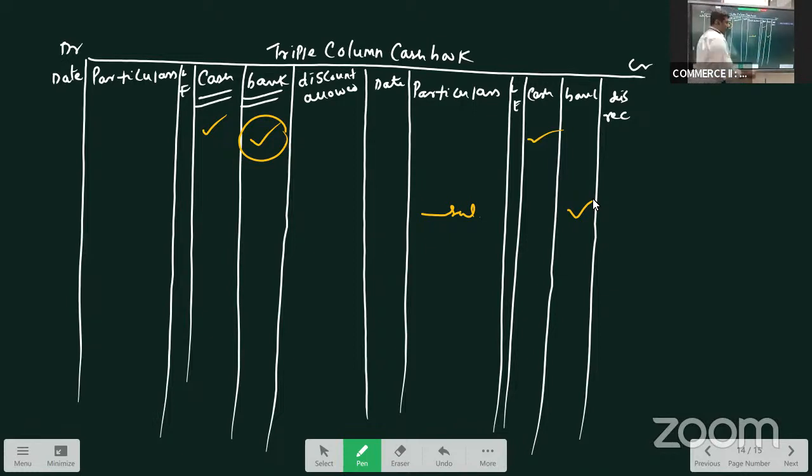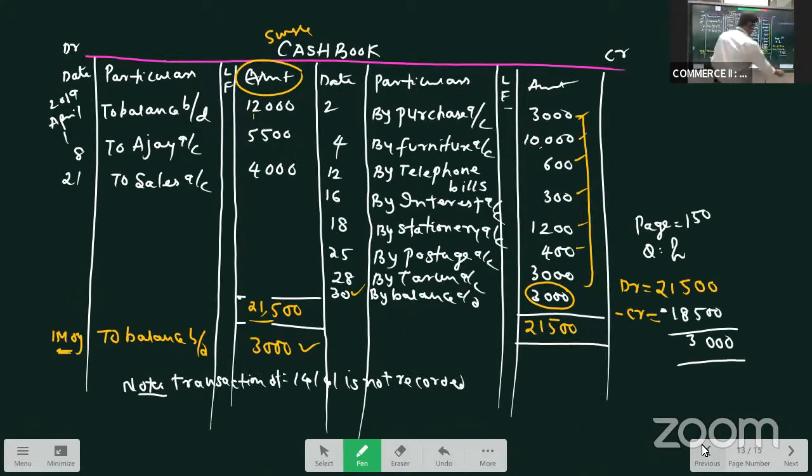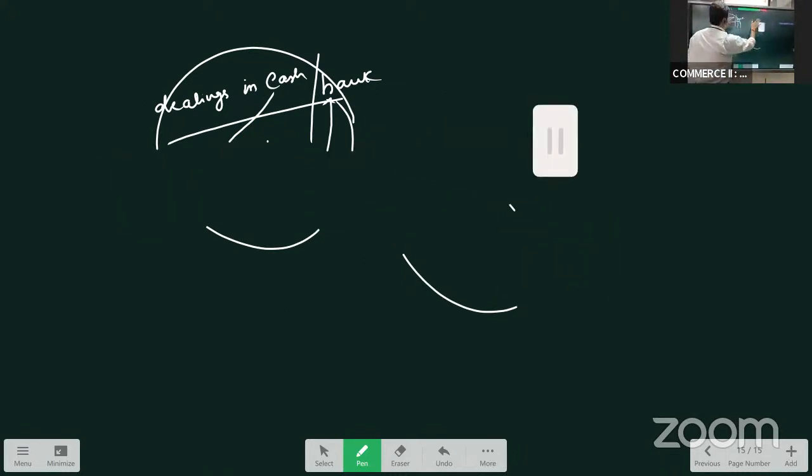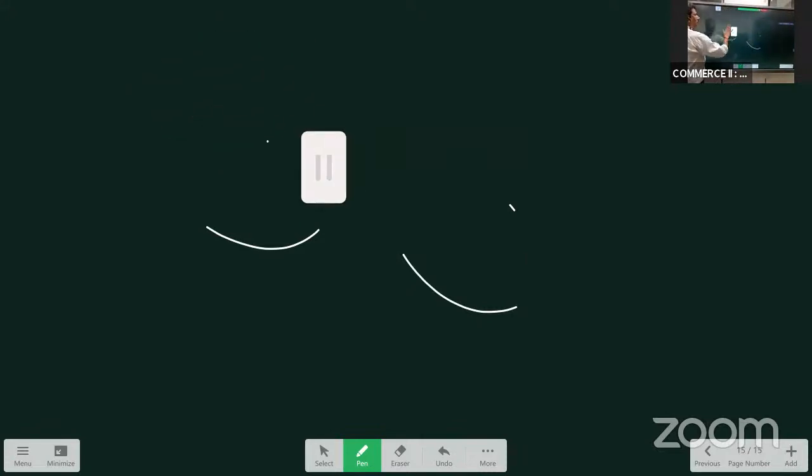Listen, right. Okay. So what is important when we write a 3-column cash book is, again, the thing I'm explaining to you has been asked many a times for 2 marks. See, normally in single column cash book, you have seen any transaction will appear either on the debit side or the credit side. Am I right? I repeat, any transaction, either it will appear on the debit side or it will appear on the credit side.